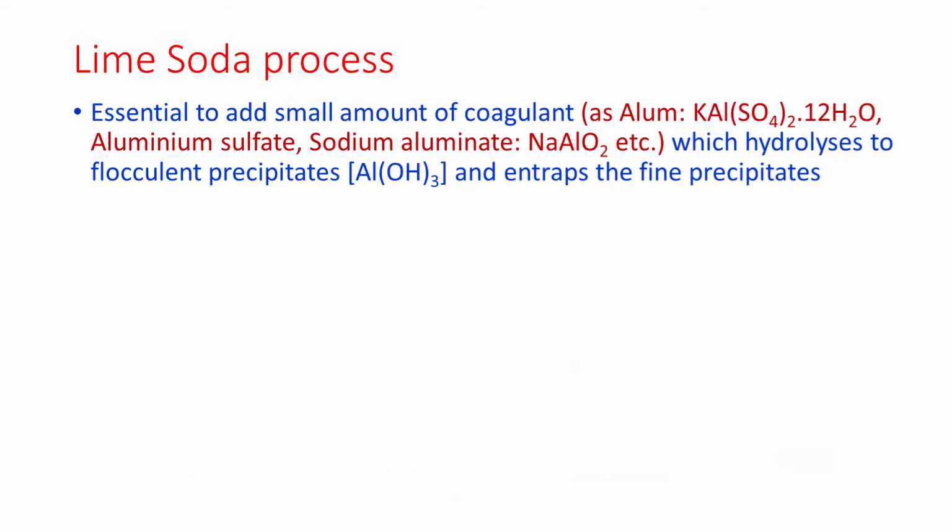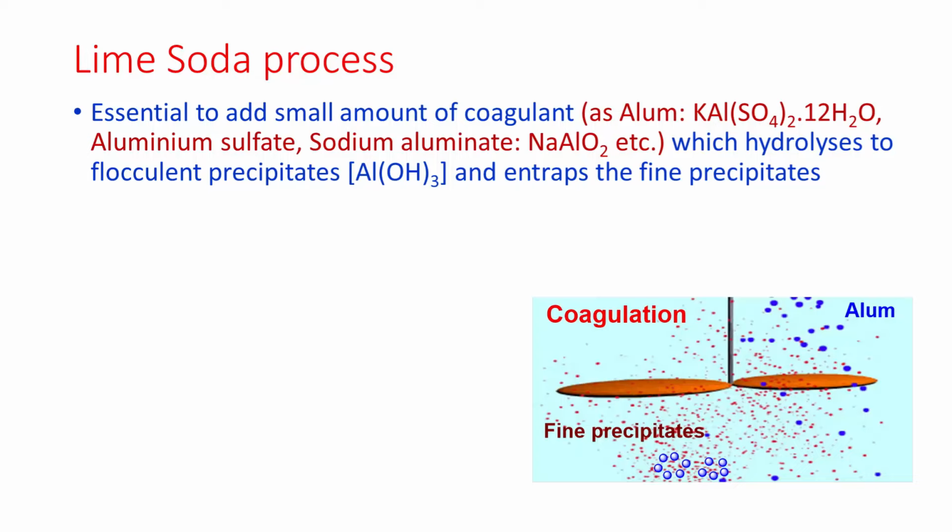It is essential to add small amount of coagulant such as alum, aluminium sulfate, sodium aluminate. These substances hydrolyze to aluminium hydroxide, which are flocculent precipitates, and these precipitates entrap fine precipitates of calcium carbonate and magnesium hydroxide. When coagulant is added, then aluminium hydroxide precipitates entrap the fine particles so that they become heavier and settle down.